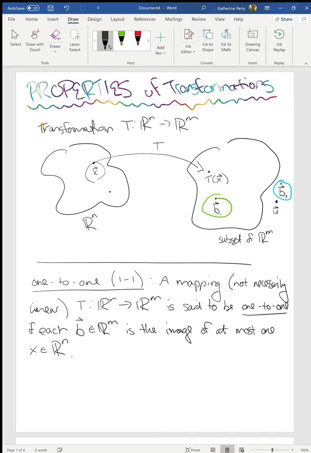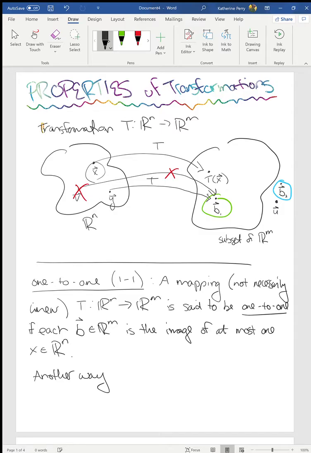So maybe vector y can go over here. But what I could not have is another vector, let's say v, also going to the same vector b. This would mean that I have two vectors going to the same thing, and that can't happen. There are a couple different ways to define one-to-one, and so another rephrasing of this is the following.